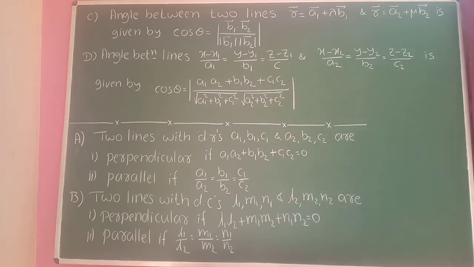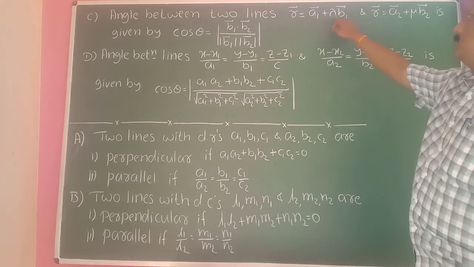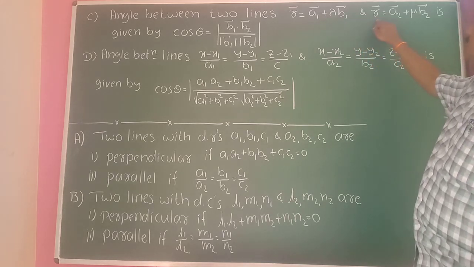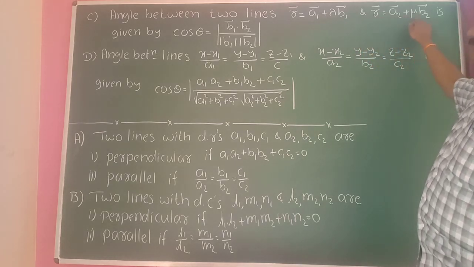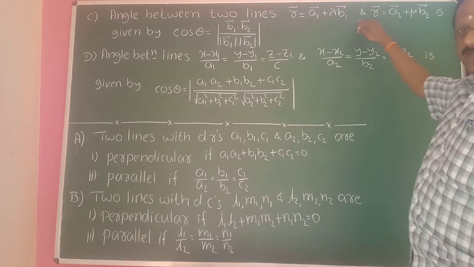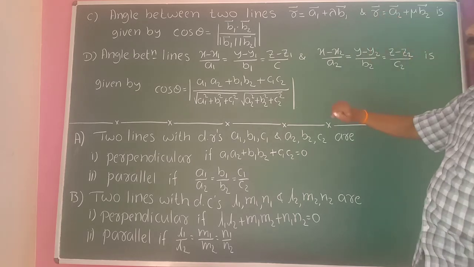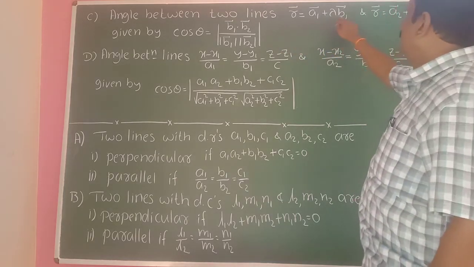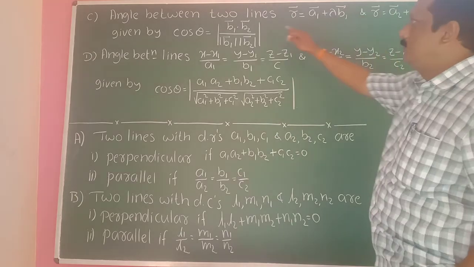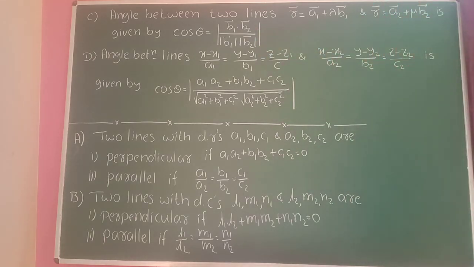Angle between two lines: r1 = a1 bar + lambda b1 bar and r2 = a2 bar + mu b2 bar, meaning the lines are in vector form. If the equations of the lines are in vector form, then the angle between the two lines is given by the modulus of b1 dot b2 divided by modulus of b1 into modulus of b2.